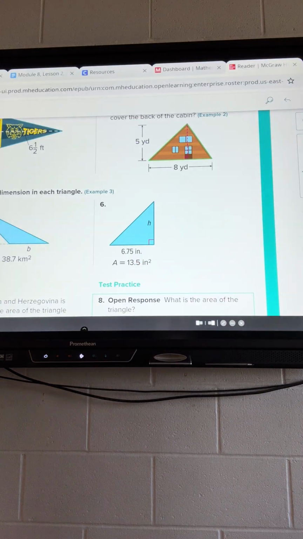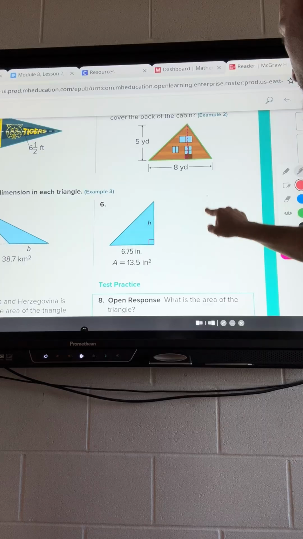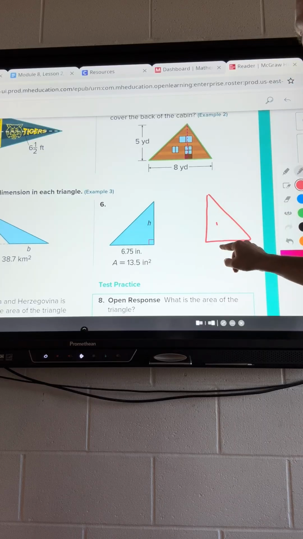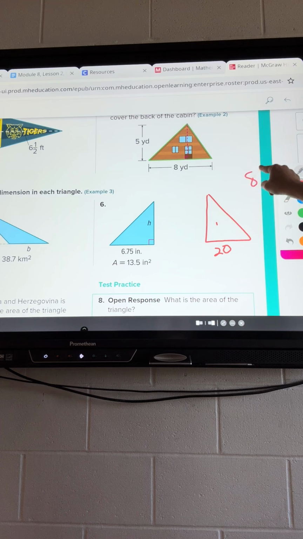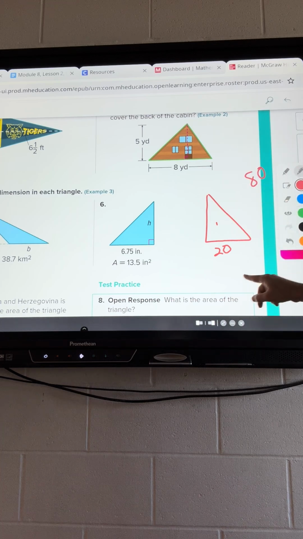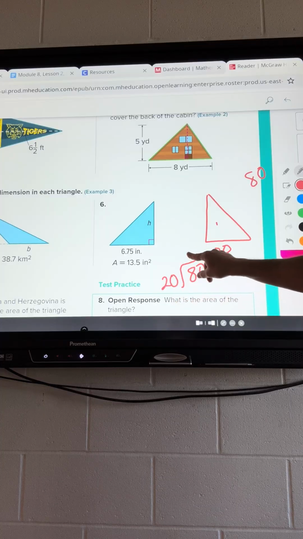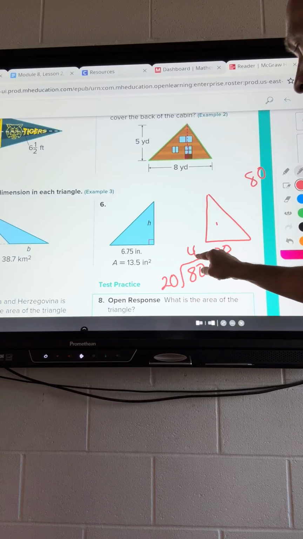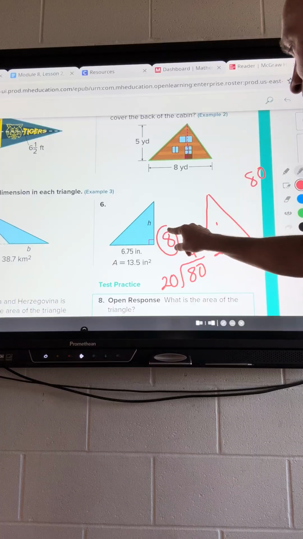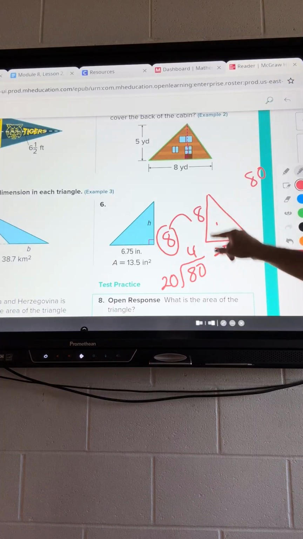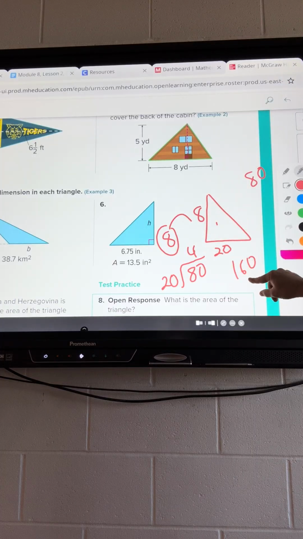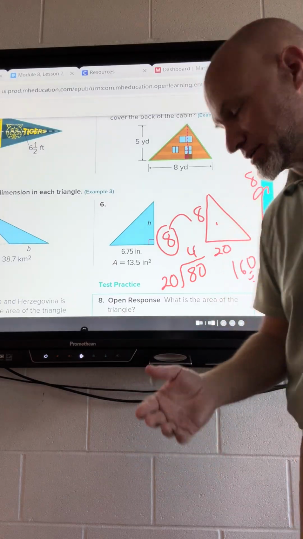And just to show you on maybe a simpler piece, if you had a triangle like this, and the base was 20, and the area was 80. Okay, you could take that area of 80, divide it by 20, you get 4, and then if you multiplied the 4 by 2, you get 8, and that would be your missing side. 20 times 8 is 160, divided by 2 is 80. So that's how the shortcut could work.